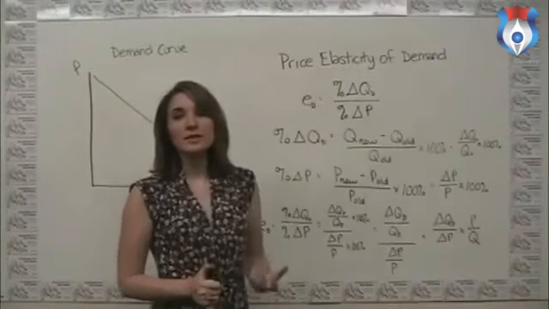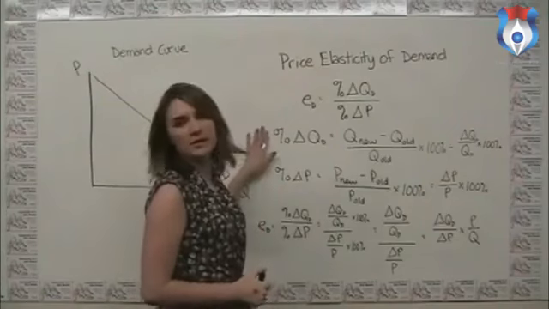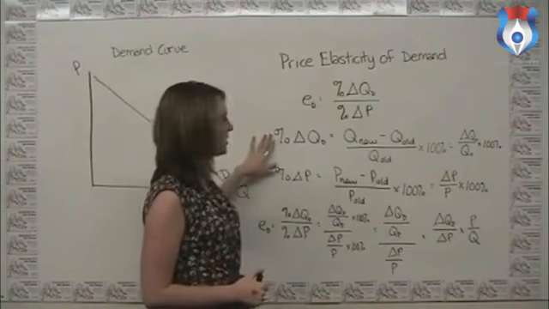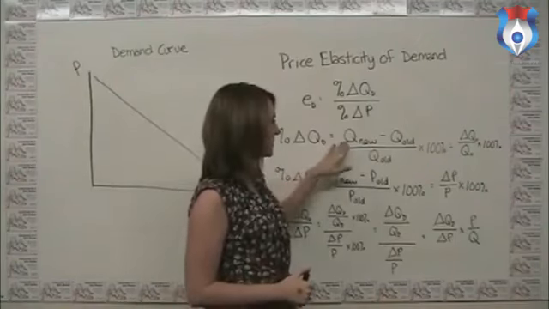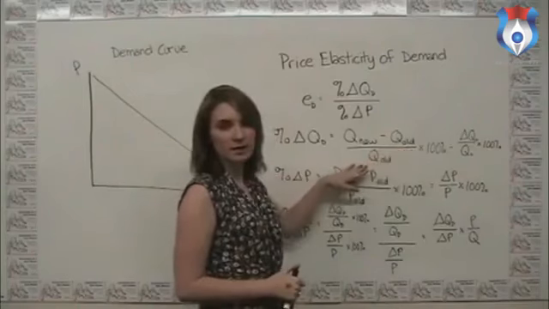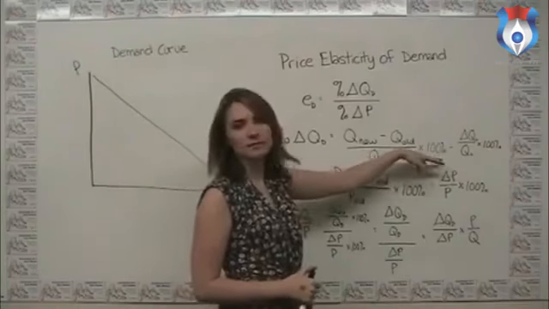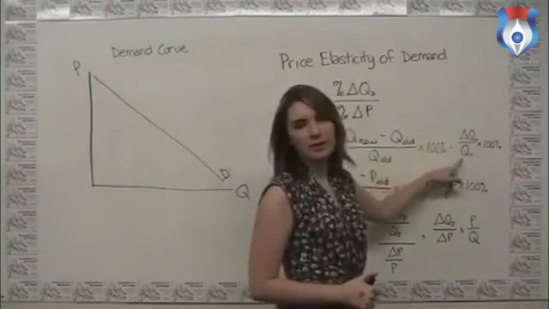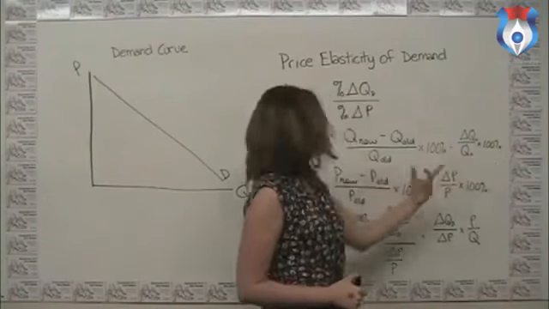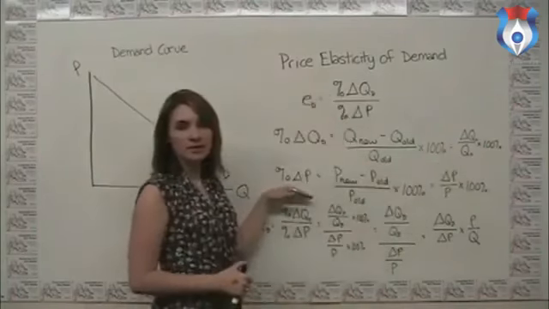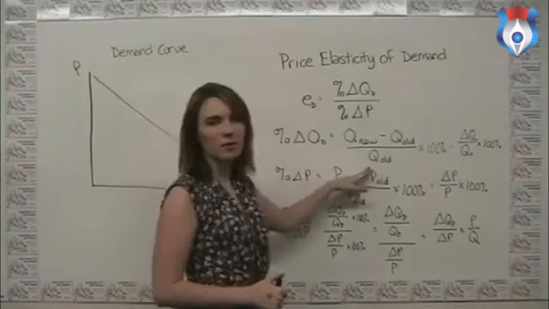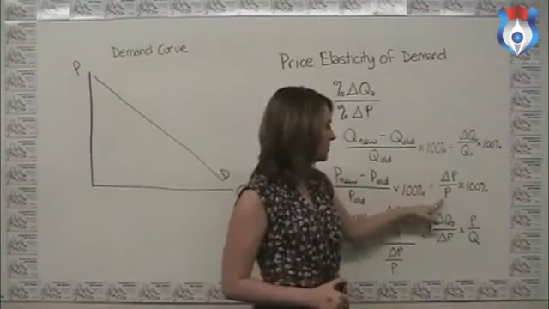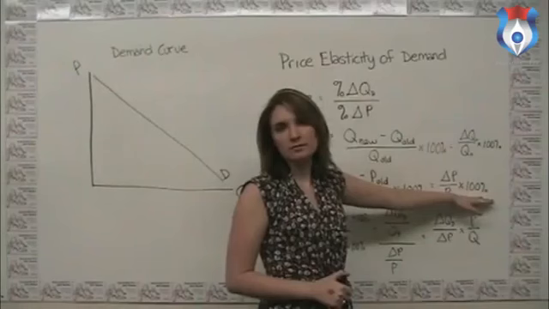Let's think about what this really means mathematically. As a refresher, we have our formulas for percent change. The percent change in quantity demanded is the new quantity demanded minus the old quantity demanded, divided by the old quantity demanded, times 100%. We can write that more simply as the change in quantity demanded divided by quantity demanded, times 100%. We can do the same thing with price. The percent change in price is the new price minus the old price divided by the old price, times 100%, or alternatively, change in P divided by P times 100%.